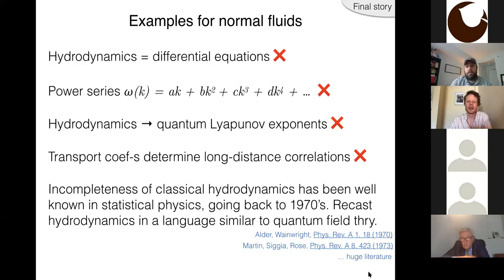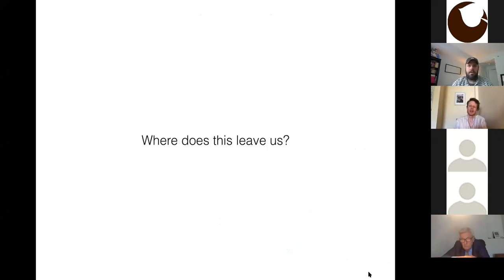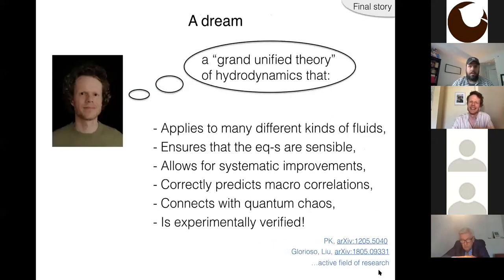Okay, so where does this leave us? So for me, this actually leaves me with a dream. It's a dream of a grand unified theory of hydrodynamics that applies to many different kinds of fluids. It ensures that the equations are sensible in the same sense I talked about at the beginning of this presentation. It allows for systematic improvements in the sense that I talked about in terms of convergence, divergence. It actually correctly predicts macroscopic correlations and takes all these back reactions into account. It does connect with quantum chaos. And very importantly, it's experimentally verified.